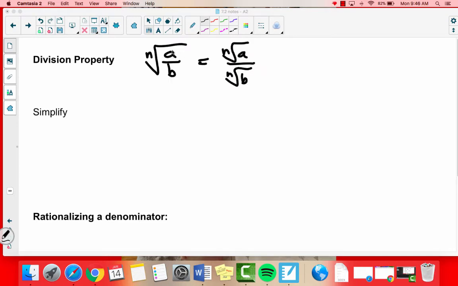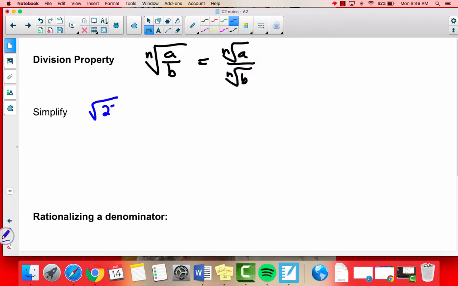So you can treat them as one whole fraction, or you can treat them as separate individual radicals, one on top, one on bottom. That can be very helpful when you're needing to simplify. An example of this might look like the square root of 27 over the square root of 3. Well, obviously we can't take the square root of 27 or the square root of 3 nicely.